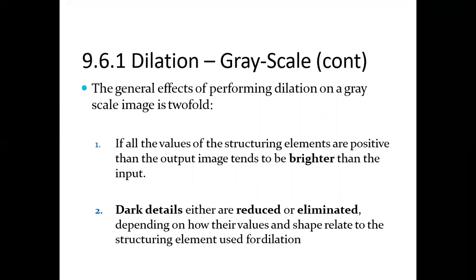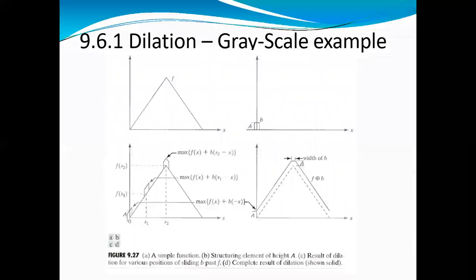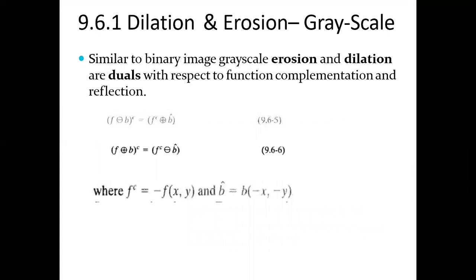If all the values of the structuring element are positive, then the output image tends to be brighter than the input. This is the example for grayscale dilation. Similar to binary images, grayscale erosion and dilation are dual with respect to function complementation and reflection.